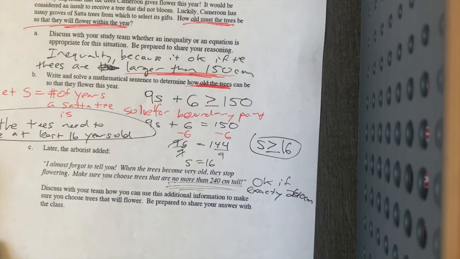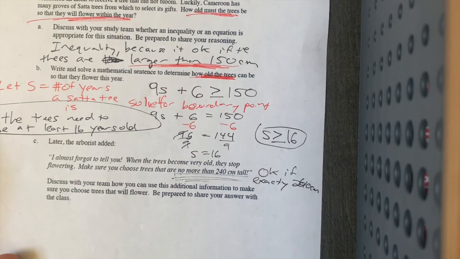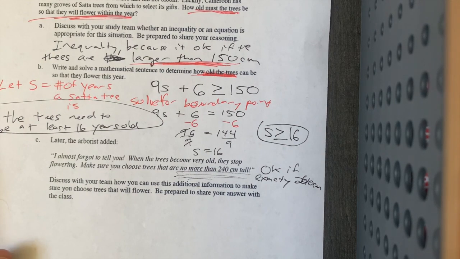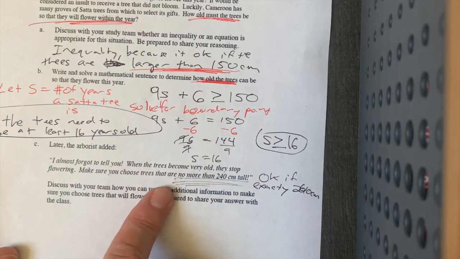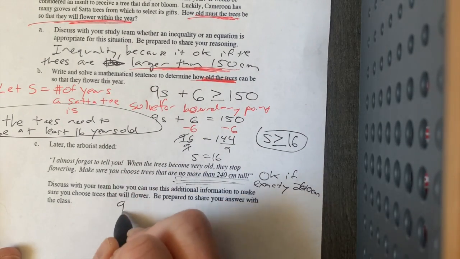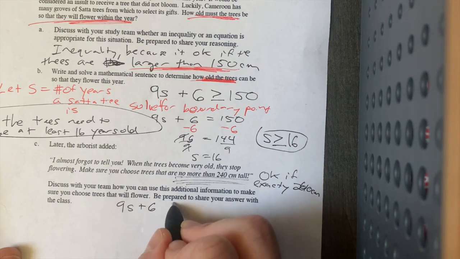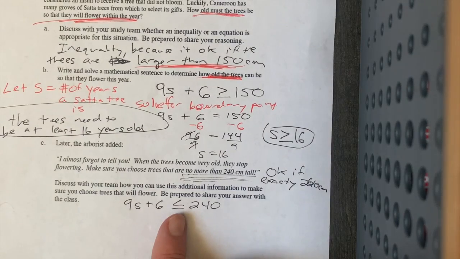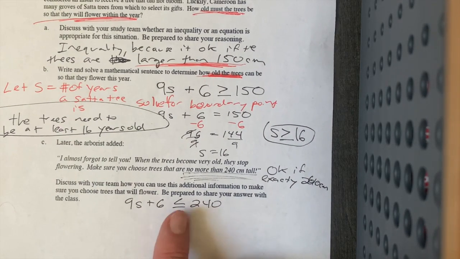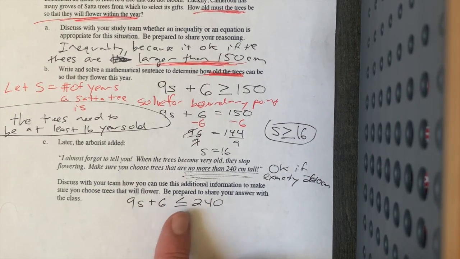It says here, discuss with your team how you can use this additional information to make sure you choose trees that will flower. Please prepare your answer with the class. There are two options here to answer this final problem. We can come up with a brand new inequality showing that 9s plus 6 needs to be less than or equal to 240. But it's okay if it's exactly 240, but it can't be larger than 240, so 240 needs to be the largest it can possibly be.